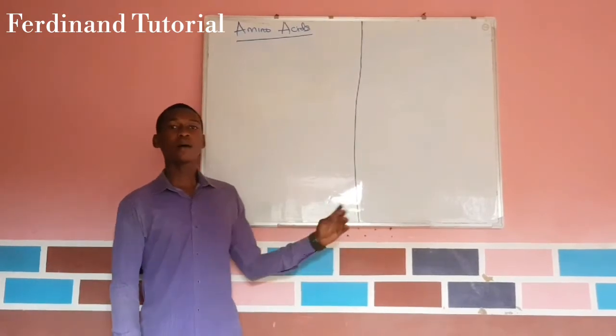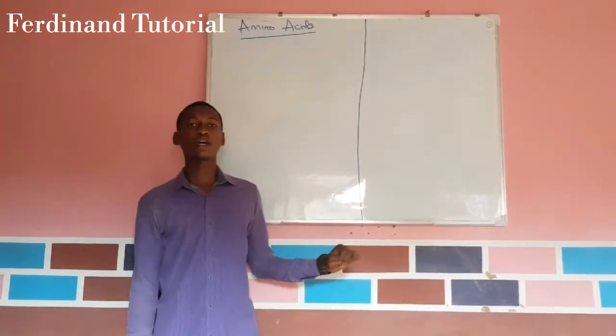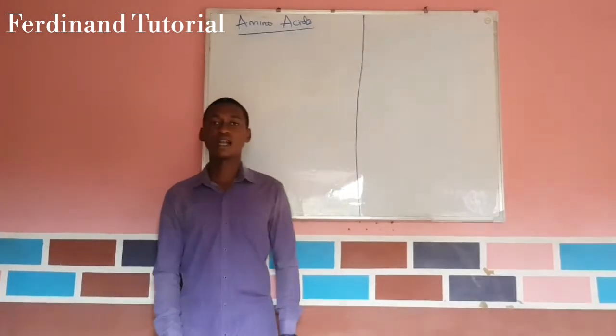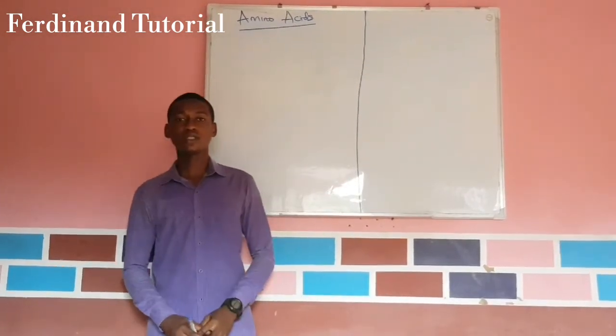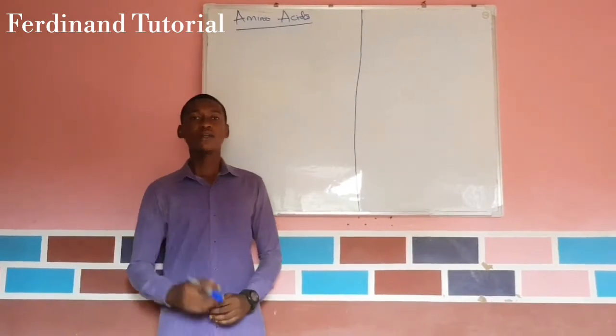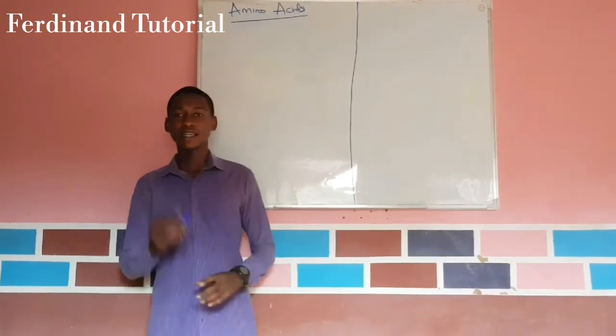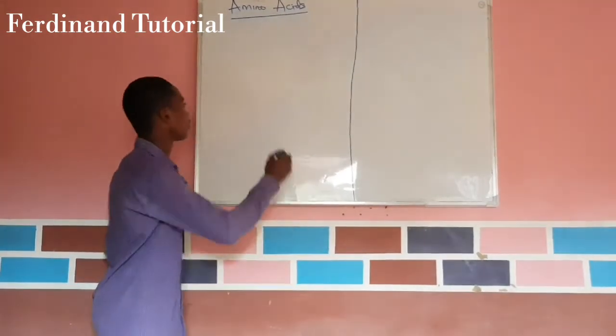Now when we are talking about an amino acid, it has a functional group together with the elements or compounds that are joined to it, forming an amino acid. Each amino acid has a chiral carbon atom except glycine. Now let's check the functional group of an amino acid.